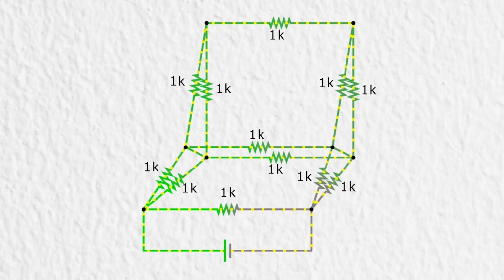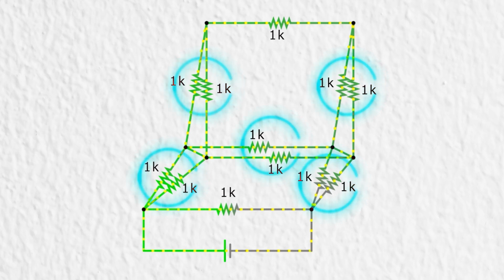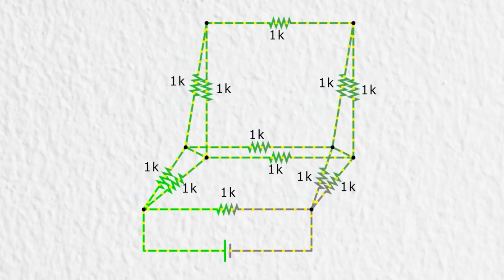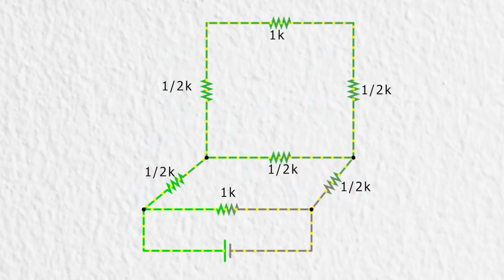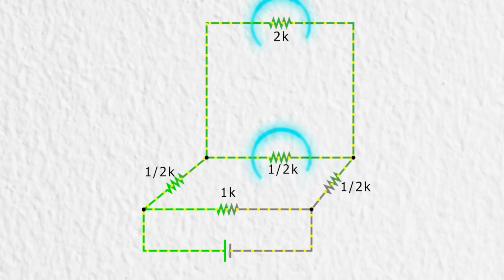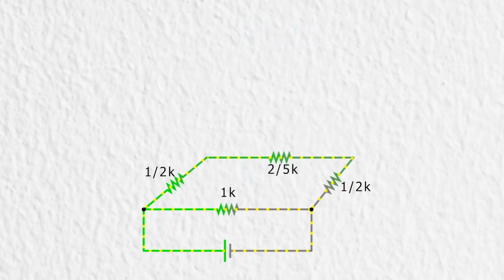We see these 5 sets of resistors where each 1K is connected in parallel with another 1K, which gives us an equivalent of half kilo ohm. Replacing these resistors gets us a much more simplified circuit. Here we have half kilo ohm, 1 kilo ohm and half kilo ohm in series, which is an equivalent of 2 kilo ohm. Now 2K and half K are in parallel, that gives 2 by 5K, which is again in series with half kilo ohm and half kilo ohm, giving 7 by 5 kilo ohm.